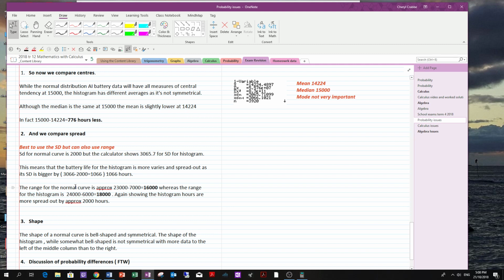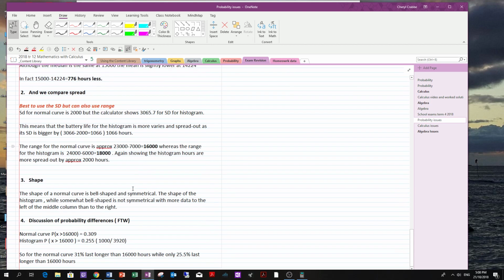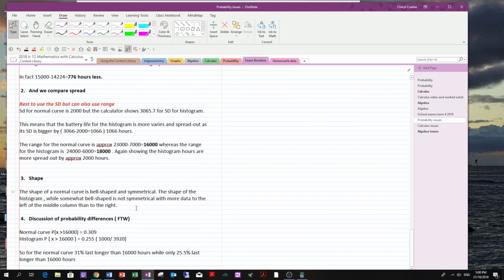The range, if you want to do the range for the normal curve, is between 23,000 and 7,000, which is 16,000 hours, whereas the range for the histogram is 18,000 hours. Again, that shows that the spread of the data for the histogram is bigger, and it's bigger by 2,000 hours. So that's the range.